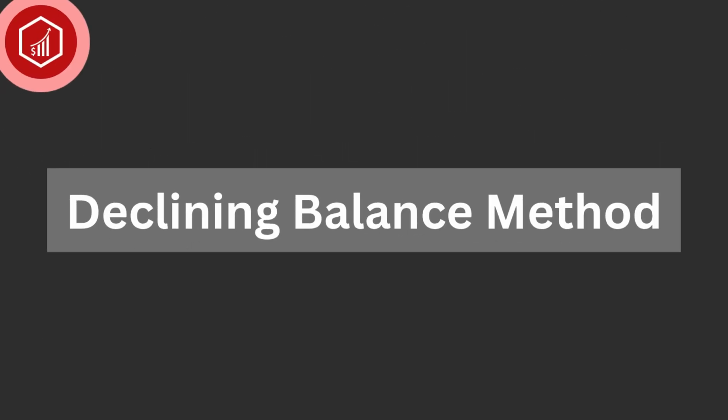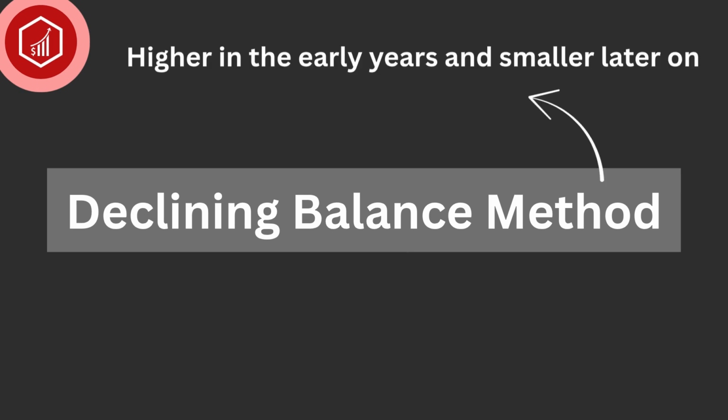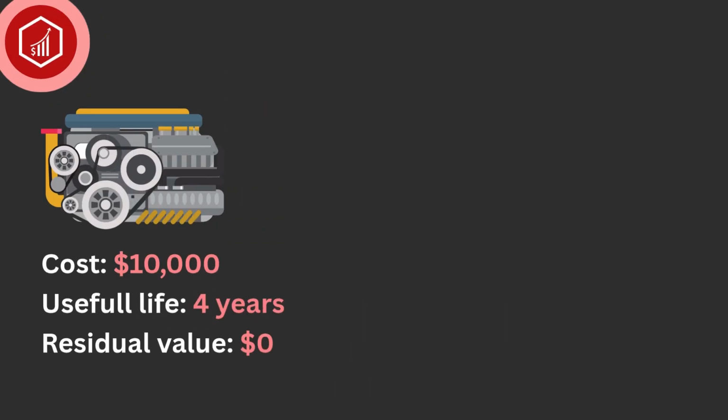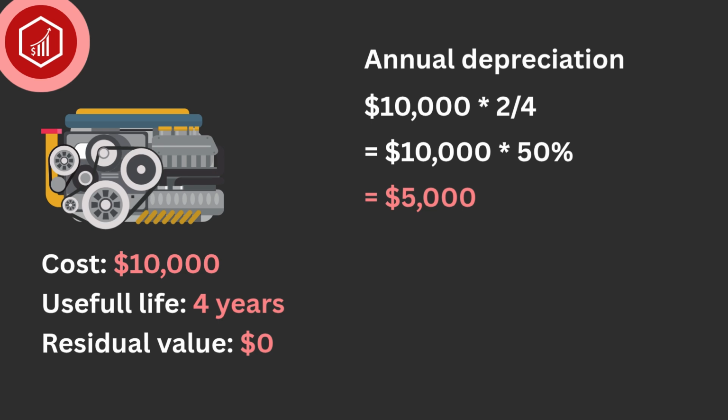The second method is the declining balance method, which is an accelerated method. That means depreciation is higher in the early years and smaller later on. The most common version is the double declining method. The formula here is depreciation equals the beginning book value times (2 divided by useful life). So let's use the same machine as in example 1 with $10,000 cost and 4 years of life.